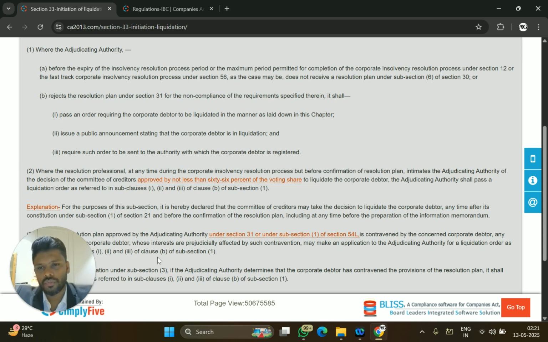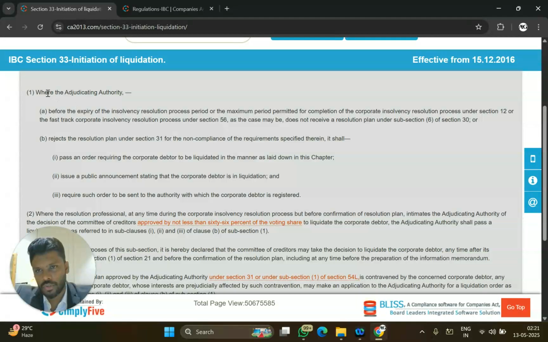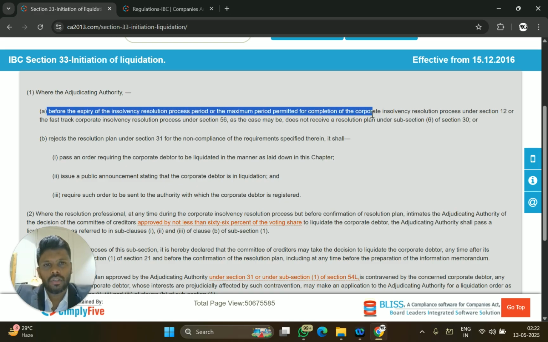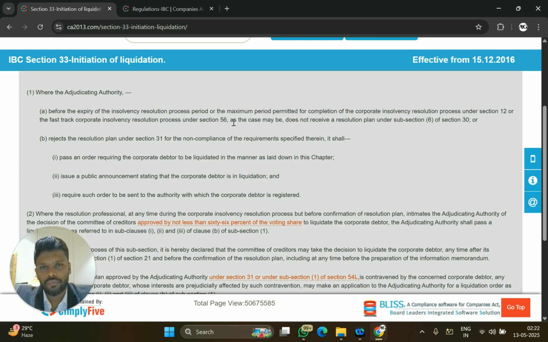And the fourth situation where liquidation can be initiated is when the resolution plan is approved by the COC and by the NCLT. However, during the implementation of the resolution plan, the resolution plan fails or is not implemented. Then upon failure of implementation of the resolution plan, the NCLT can initiate liquidation. So all of these four circumstances are mentioned here. If you see, where the adjudicating authority, before the expiry of the insolvency resolution process or the maximum period permitted for completion of the insolvency resolution process under section 12 or fast track CIRP under section 56, as the case may be, does not receive the resolution plan, this is circumstance 1 that I told you.